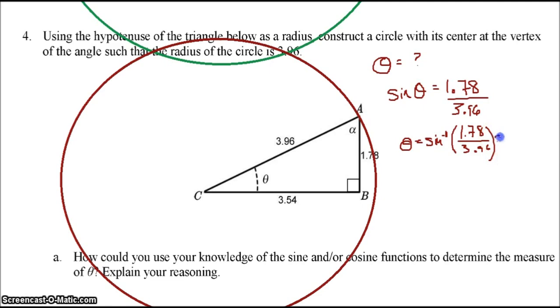which, if your calculator is in radian mode, you should find that's about 0.47 radians. If you did it with the inverse cosine, you should get the same thing. That would be inverse cosine of 3.54 over 3.96.